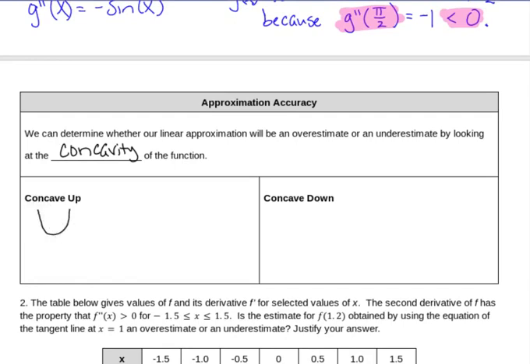If I've got a function that is concave up and I draw in a tangent line, so let's say I've got a tangent line maybe right here. I could also draw a tangent line over here, right? Really anywhere along this whole interval that I drew, my tangent line is below my function. So the tangent line is below the function values. If your tangent line is below your function value, then you're going to have an underestimate.